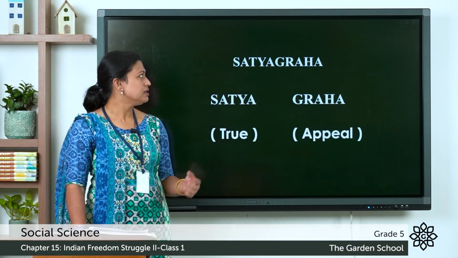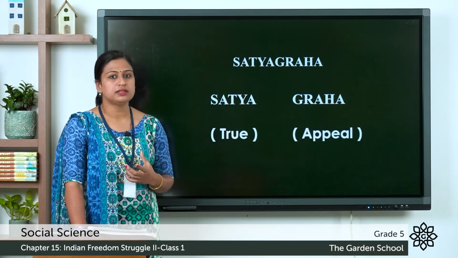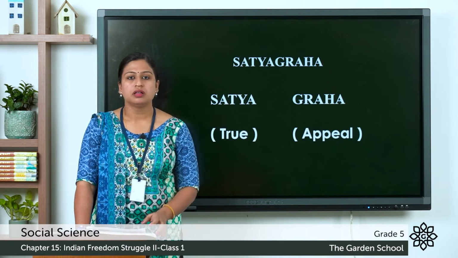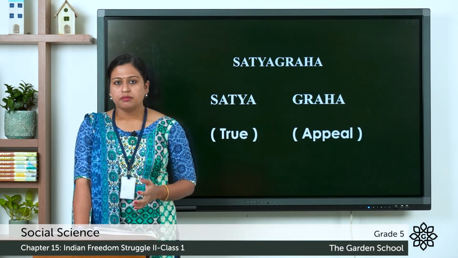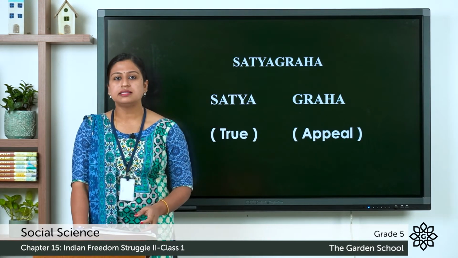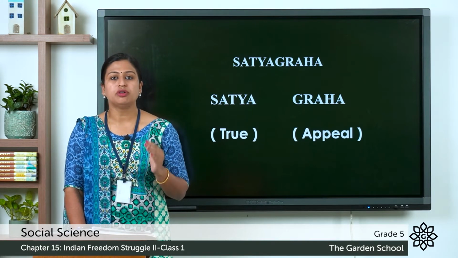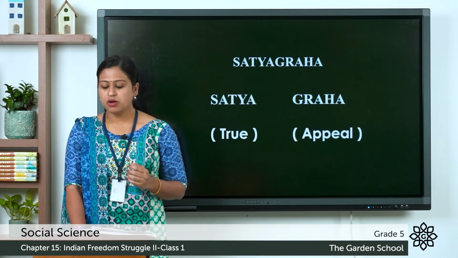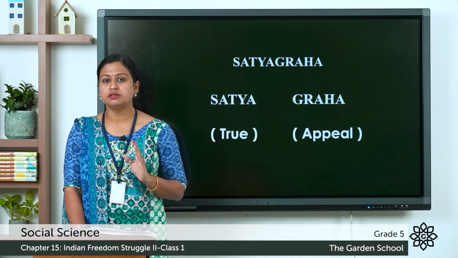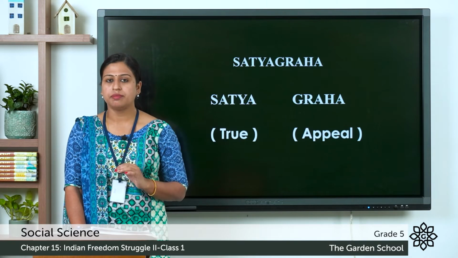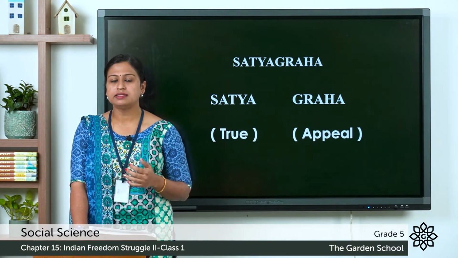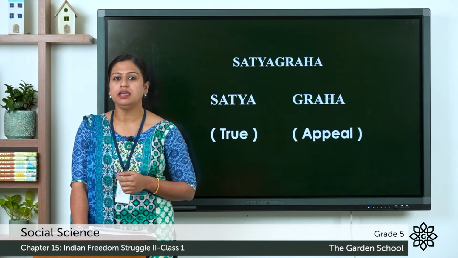So, here you can see Satyagraha is made up of 2 words. Satya, that means true, and Graha means appeal. So, this literally means an appeal for truth. And Satyagraha is a method of protest based on truth and non-violence, because Mahatma Gandhi believed that physical force or violence was not needed to fight against the Britishers. And he always highlighted that truth and non-violence are the key weapons to win any battle.